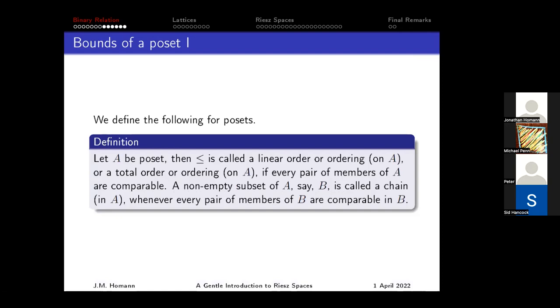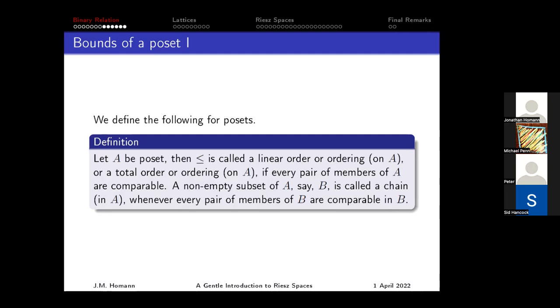So now we'll say that if A is a POSET, then the partial ordering on A is called a linear order or a linear ordering on A, or a total order or a total ordering on A, if every pair of members of A are comparable. And a non-empty subset of A, say B, is called a chain in A whenever every pair of members of B are comparable in B.